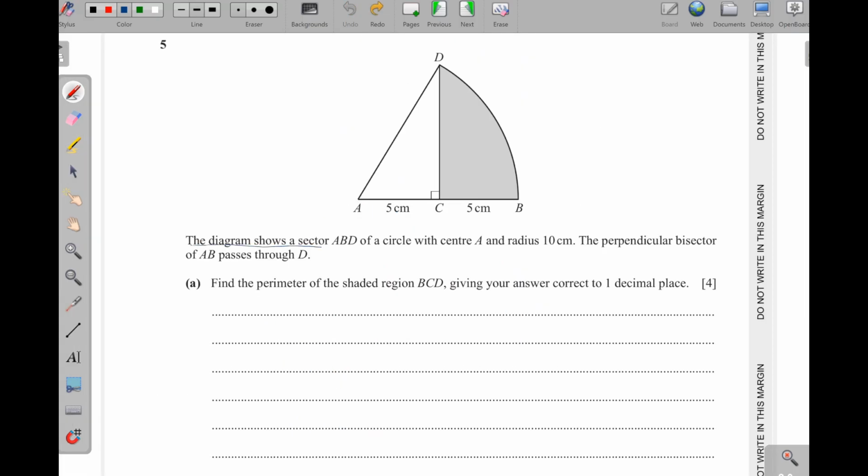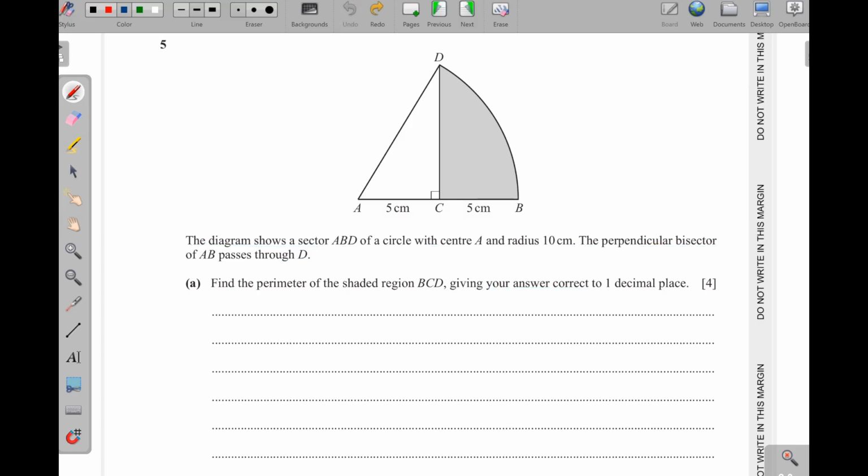Question 5 is coming from circular measure. The diagram shows a sector ABD of a circle with center A and radius 10 centimeters. The perpendicular bisector of AB passes through D. Part A, find the perimeter of the shaded region BCD, giving your answer correct to 1 decimal place.